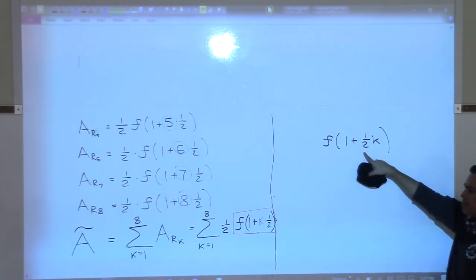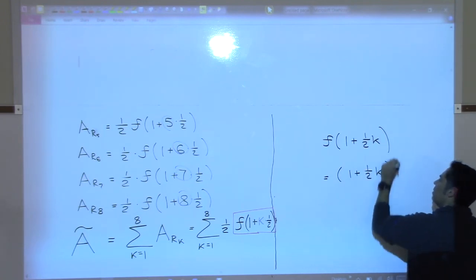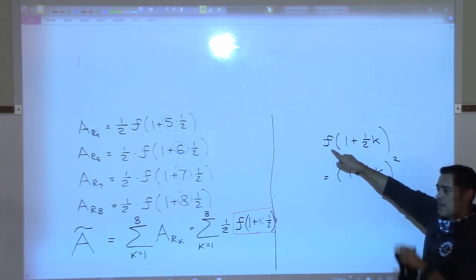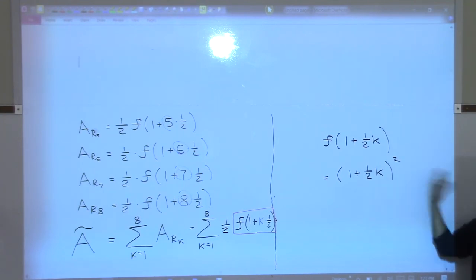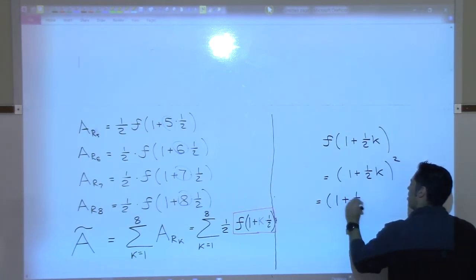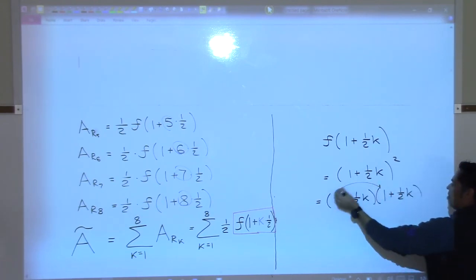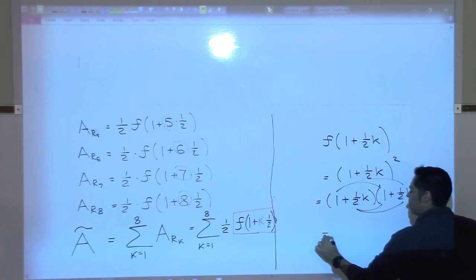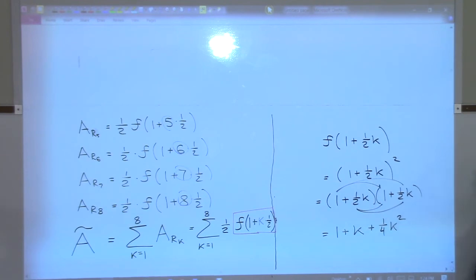So you can actually tell me what this is. This is just 1 plus 1/2 k squared. See, no more functional notation, because for this specific function, we know what it is, right? It's just squaring the input. And can you square that? Absolutely. You can FOIL that out, right? Okay, so let's square it. 1 plus 1/2 k times 1 plus 1/2 k. And let's just go ahead and do this. And when we do that, we should get 1 plus k plus 1/4 k squared. That's what we should get. Agreed?